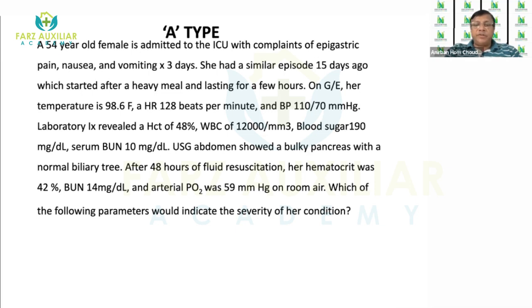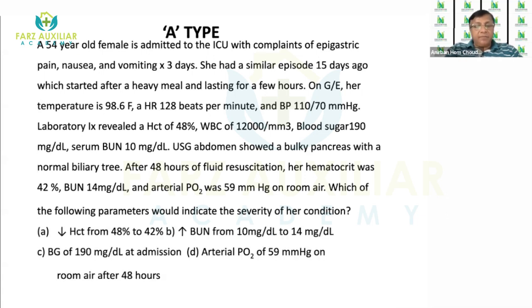After 48 hours of fluid resuscitation, her hematocrit became 42, BUN was 14, arterial PO2 was 59 on room air. Which of the following parameters would indicate severity of her condition? The choices are the fall in hematocrit from 48% to 42%, or the rise in BUN from 10 to 14, or the blood glucose of 190 milligram per deciliter at admission, or the fourth choice, arterial PO2 of 59 millimeter of mercury on room air after 48 hours.